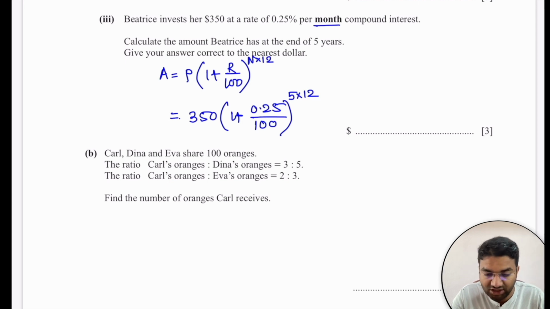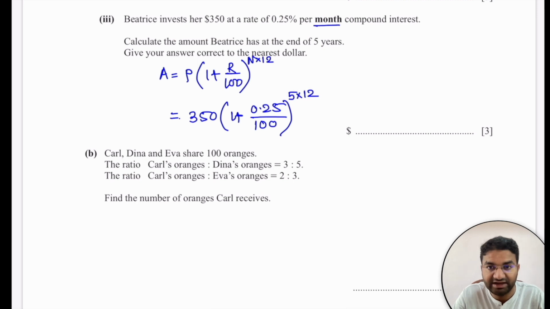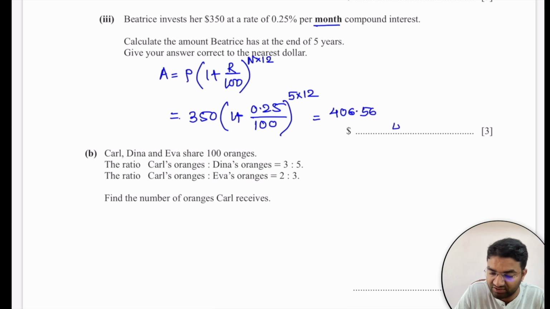Now whenever you start doing this calculation, start from this part: 0.25 divided by 100, then add 1, then whatever answer you get, raise it to 60, then times by 350, then you will get the right answer. Otherwise you may end up with the wrong answer. So the answer is 406.56, which is equal to 407.